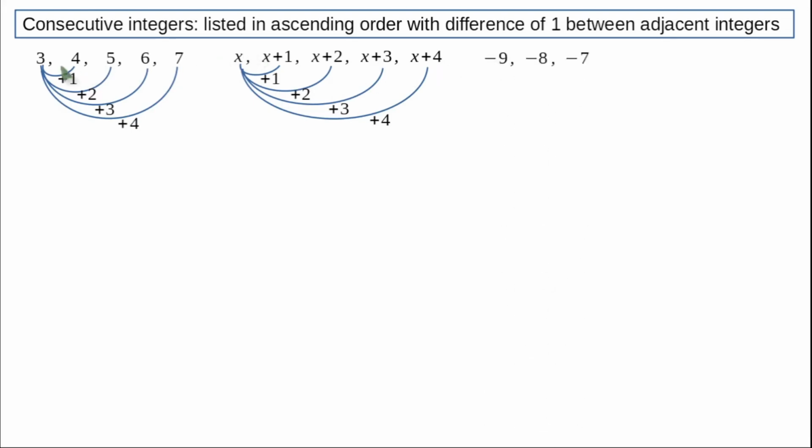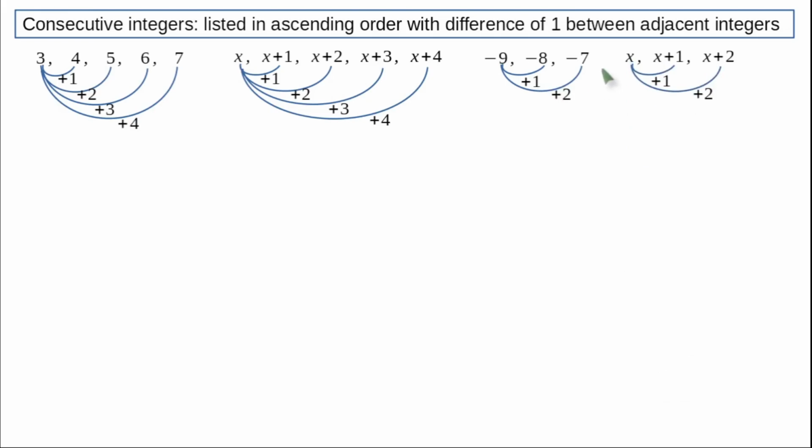Now this example is positive consecutive integers. This pattern also holds for the negative consecutive integers. From negative 9 to negative 8, we need to increase by 1. From negative 9 to negative 7, we need to increase by 2.